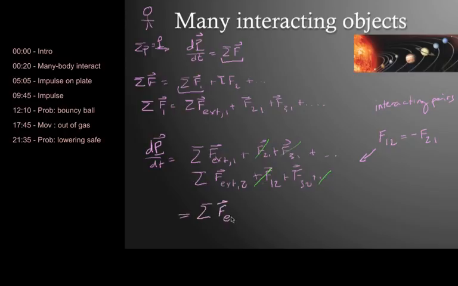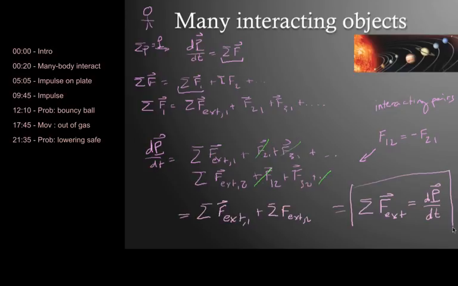And all we're going to be left with is the sum of our external forces on 1 plus the sum of our external forces on 2, which is really just saying what is the sum of all of our external forces. And this is going to be equal to how our total momentum changes with time. So basically all this amounts to saying that as long as we don't have any external forces on our system, we can't change the total momentum of the system. So this is a very powerful statement right here.